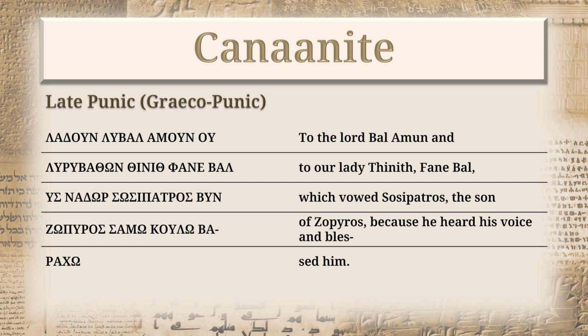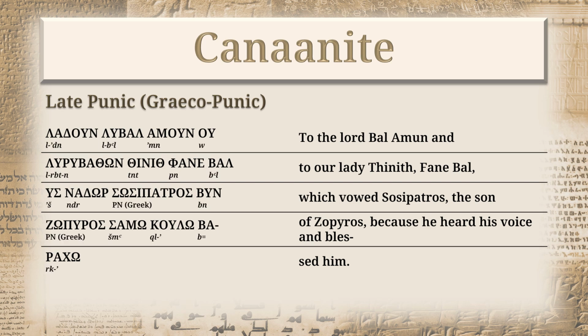So Greco-Punic, you see, this is written in Greek letters. Again, it looks kind of odd from a Semiticist or a Semitic standpoint. So again, let me add a transliteration into properly written Phoenician. This should make it a little easier to identify words and to read it. So let me read the whole thing to you. Ladun lebal, amun, uluribaton tinit fanebal, isnador sosipatros, benzopyros, samo kulo barako.